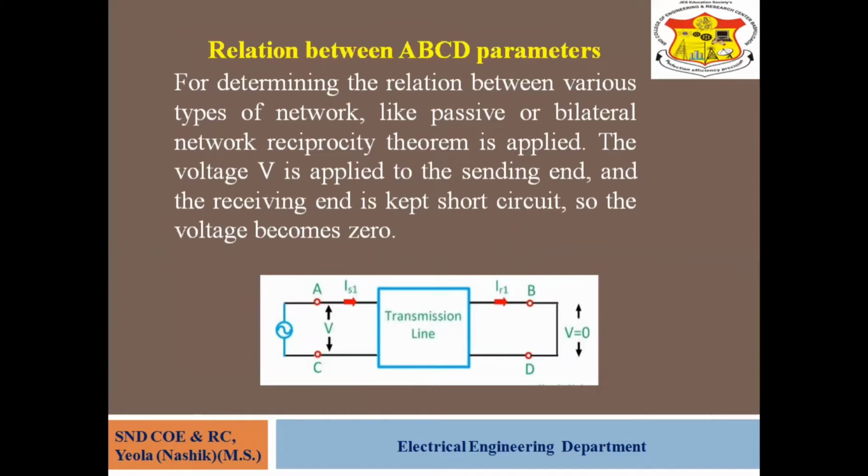Next point is the relation between the ABCD parameters. For determining the relation between various types of network, like passive or bilateral network, the reciprocity theorem is applied. The voltage V is applied to the sending end and the receiving end is kept short circuit. So here we apply the voltage at the sending end and short circuit the receiving end, so the voltage becomes 0.